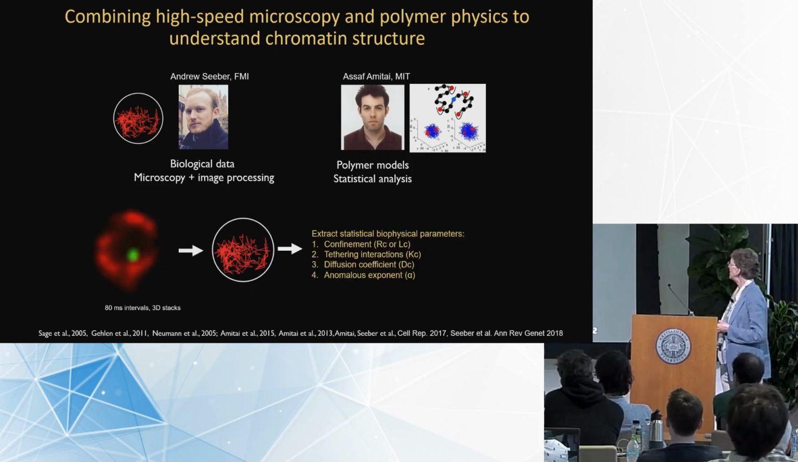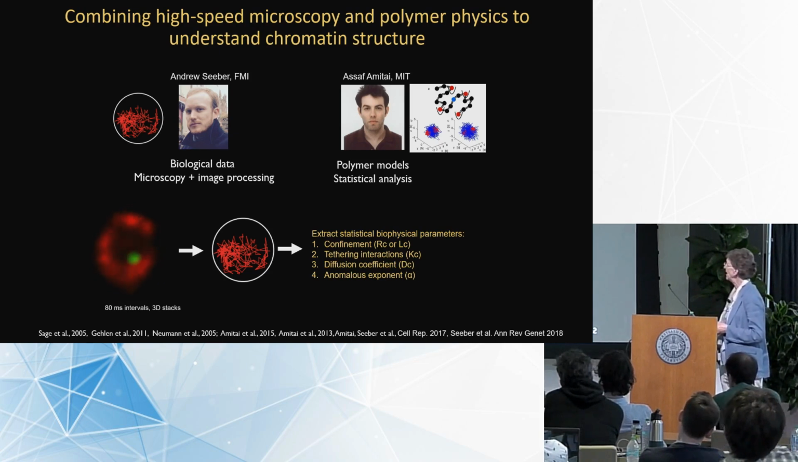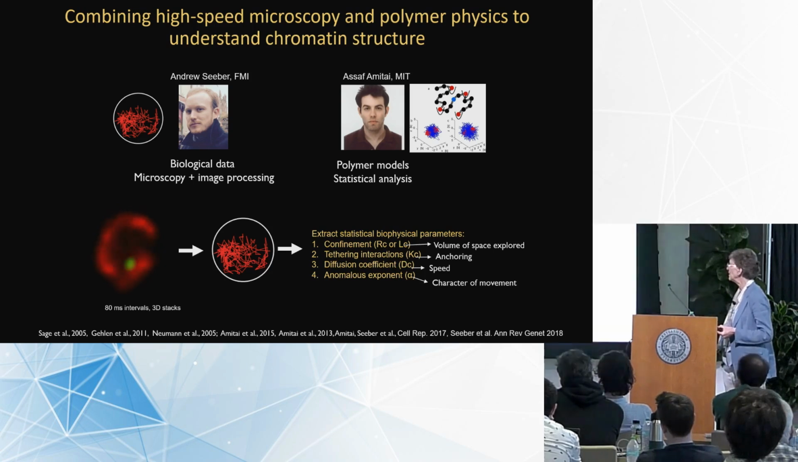Asaf convinced us that we had to do much, much more frequent imaging, so we were doing 80 millisecond, sometimes 300 millisecond intervals instead of 1.5 seconds, and then we could, of course, for shorter time frames, extract biophysical parameters of confinement, tethering interactions, diffusion coefficient, and anomalous exponent.